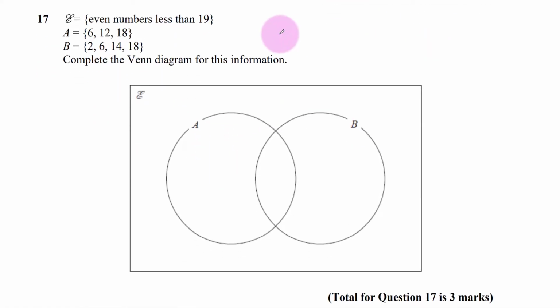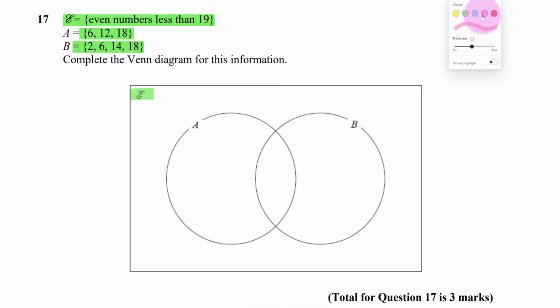Okay, let me explain this one in detail. In here you can see this means all the elements, the things inside this Venn diagram, means all the even numbers less than 19. And it says in A, you have 6, 12 and 18, and in B, 2, 6, 14 and 18. Now, have a look. Can you see 18 is in both of these?